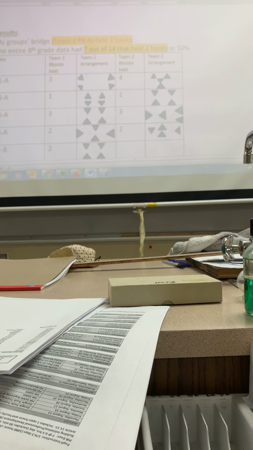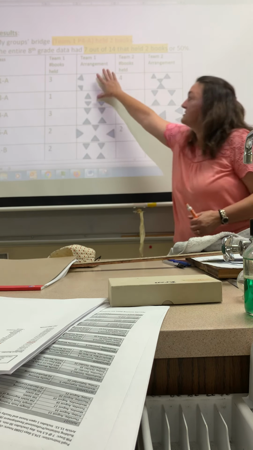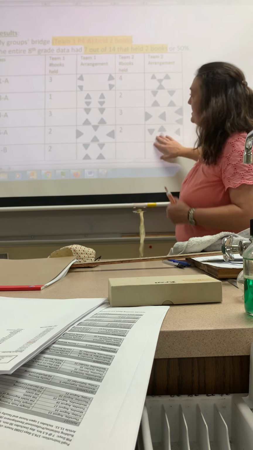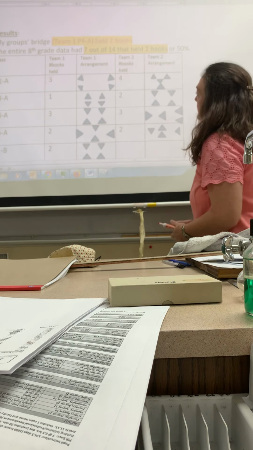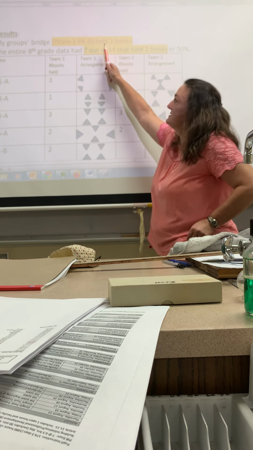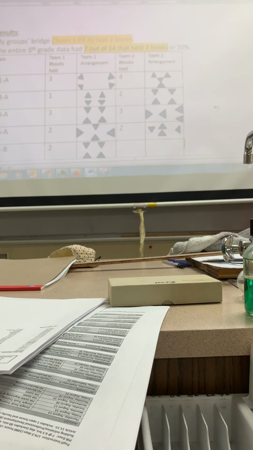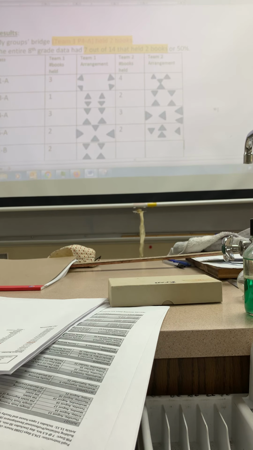Okay, so what does it say in the rubric that you need to write? Include raw data that talks about your quantitative and your qualitative data. So if you're looking at this table, this is your qualitative because it's not numbers. This is your quantitative because it's how many books were held.